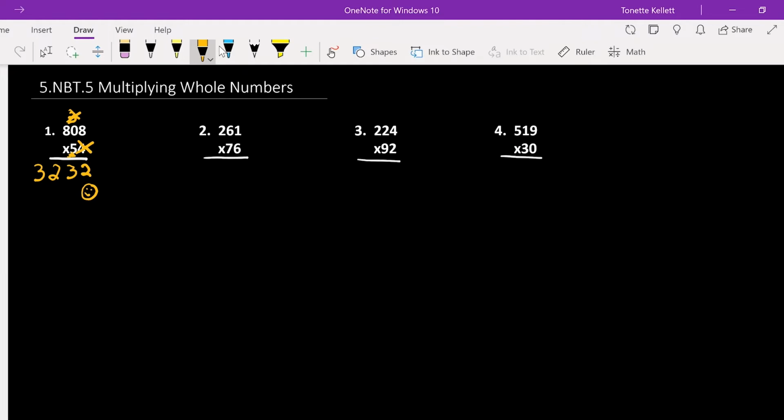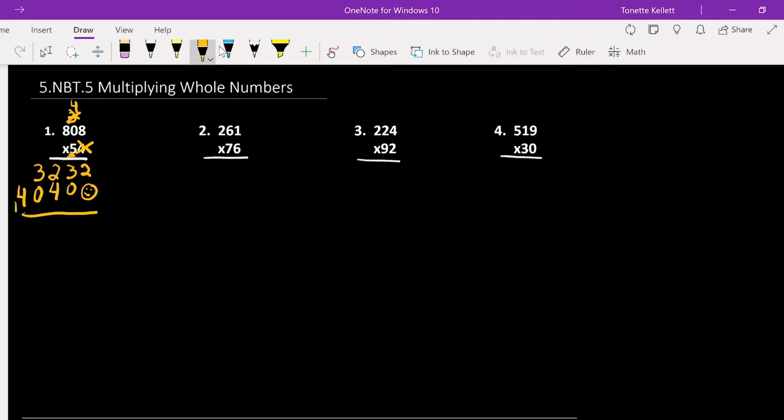5 times 8 is 40. So put a 0 here and put a 4 up here. 5 times 0 is 0, plus 4 is 4. 5 times 8 is 40. I'll put a 40 right here.